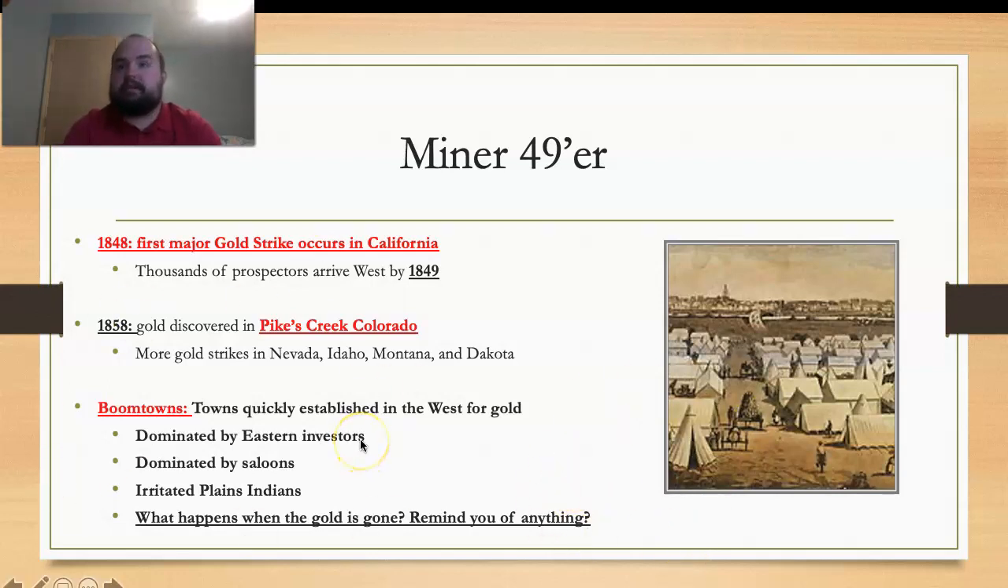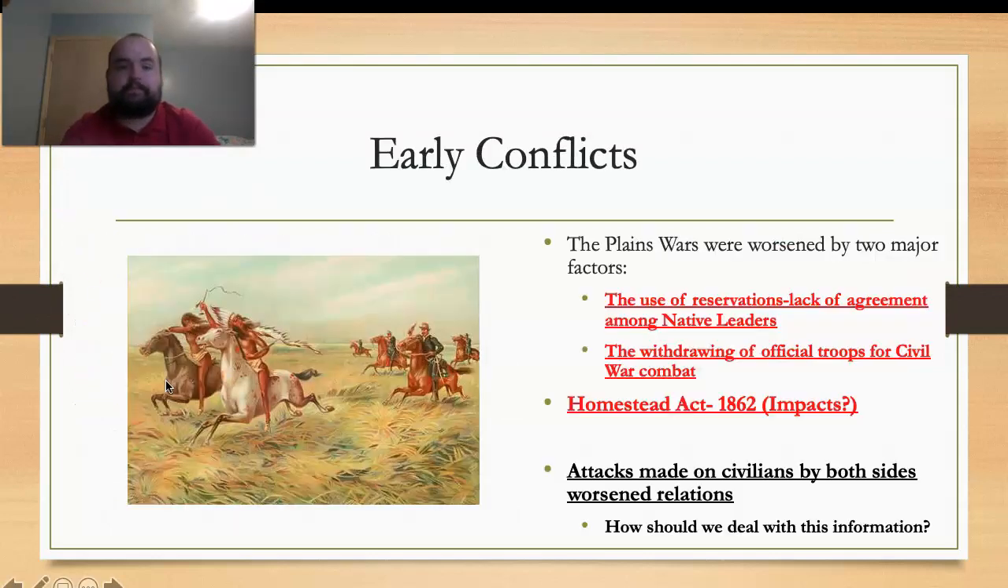When a town or even an entire city is largely set up around one single industry, if that industry goes under, the rest of the town or the city is not going to do very well. These boom towns were no exception.